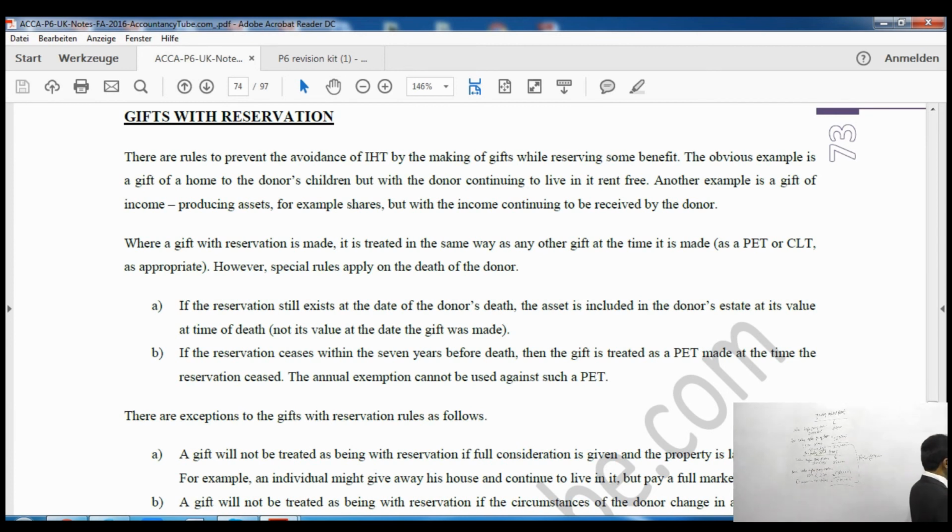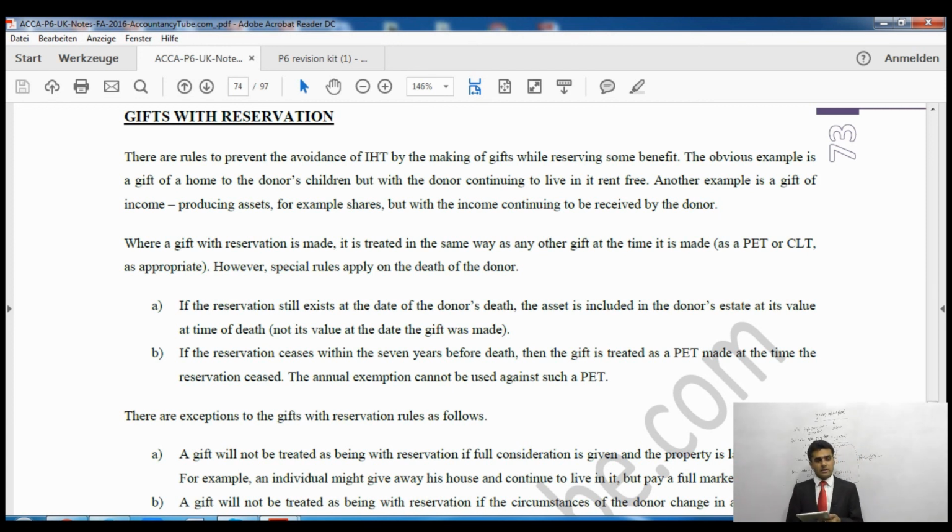So it says there are rules to prevent the avoidance of inheritance tax by making a gift while reserving some benefits. The obvious example is a gift of a home and you continue to live in that. And after that, in the second paragraph, it says where a gift with reservation is made, it is treated in the same way as other gifts when it was made. However, the special rules on death of the donor apply. If a reservation still exists at the date of the donor's death, the asset is included in the donor's estate at its value at the time of the death, not the value at the time of the gift, but the value at the time of the death.